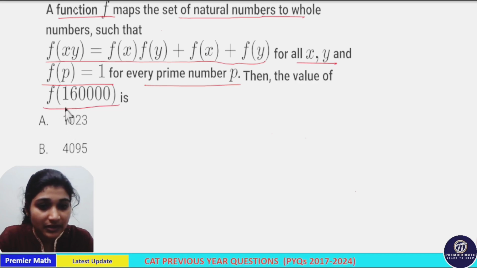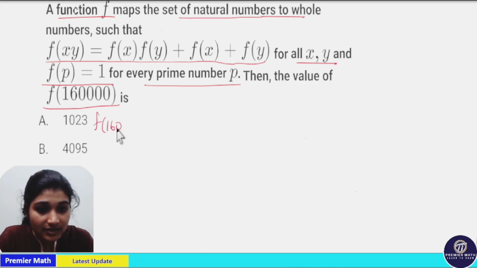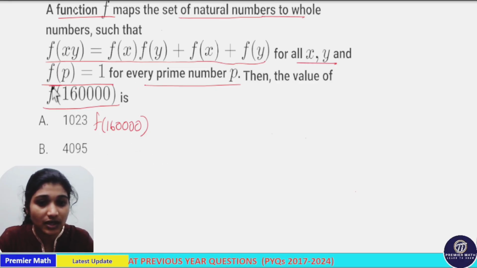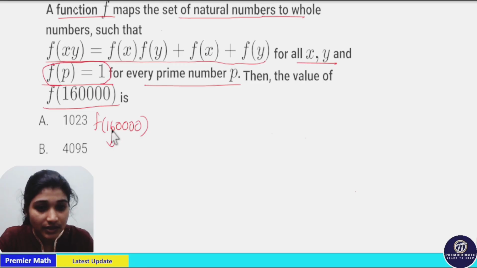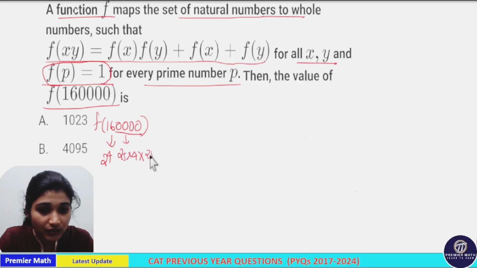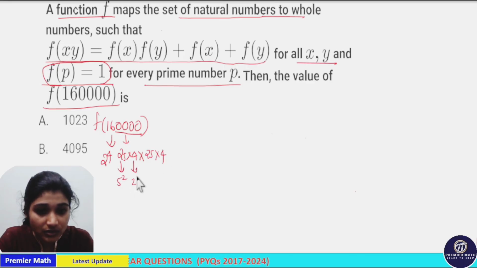Here, split this 1,60,000 into factors of prime numbers, because here f of a prime number is 1. So 16 is 8 into 2, which is 2 cube into 2, that is 2 raised to 4. Now 10,000 is 100 into 100, which is 25 into 4 into 25 into 4. Now 25 is equal to 5 square, 4 is 2 square. So this will become 5 square into 2 square.